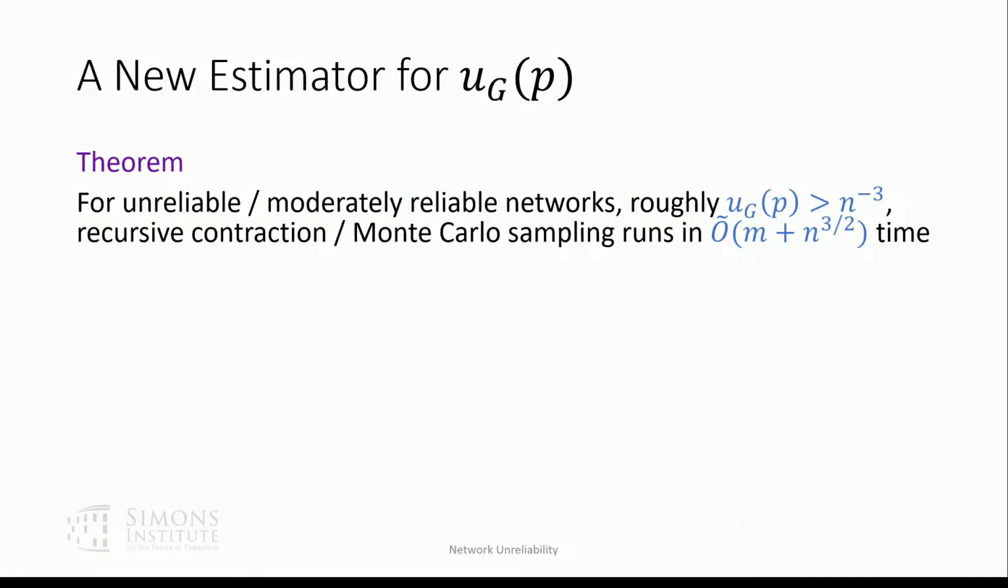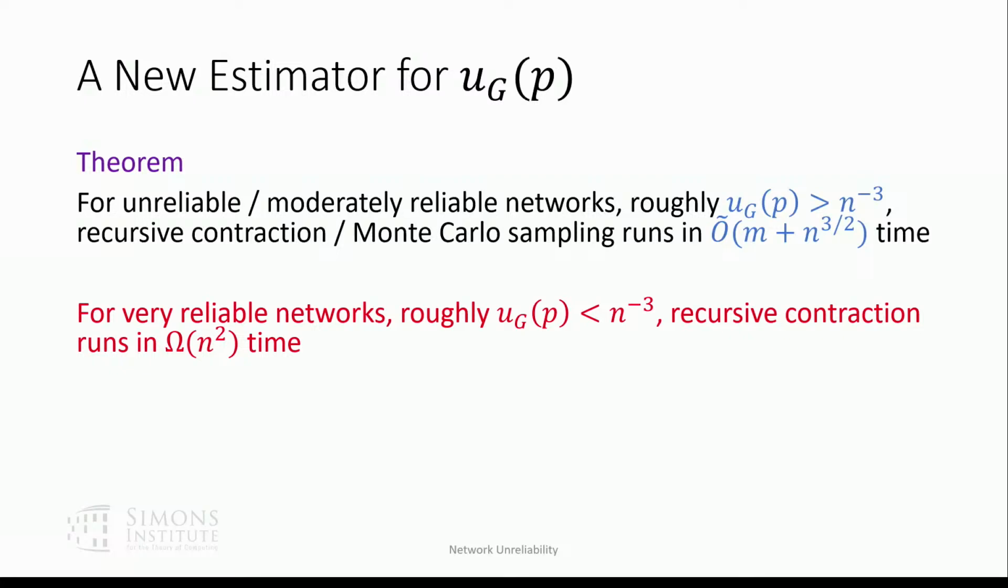Okay, so I'm not even going to be talking about how to show this theorem. It needs some technical work, but the basic message is really we should be focusing on the case where the network is very, very reliable, right? So u is less than n to the negative 3. And fundamentally, in that case, we show that recursive contraction and, of course, Monte Carlo sampling, both of these run in at least n squared time. It's not just a matter of the analysis not being sharp enough. There are graphs where it doesn't do any better. So we need something else.